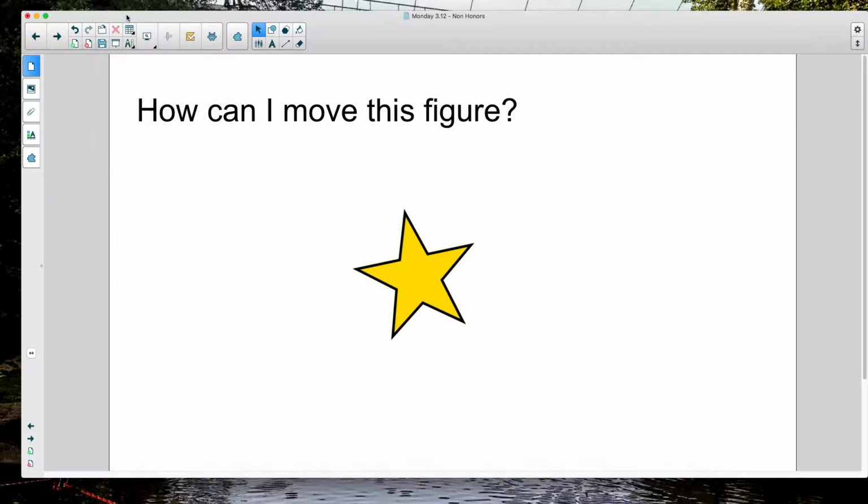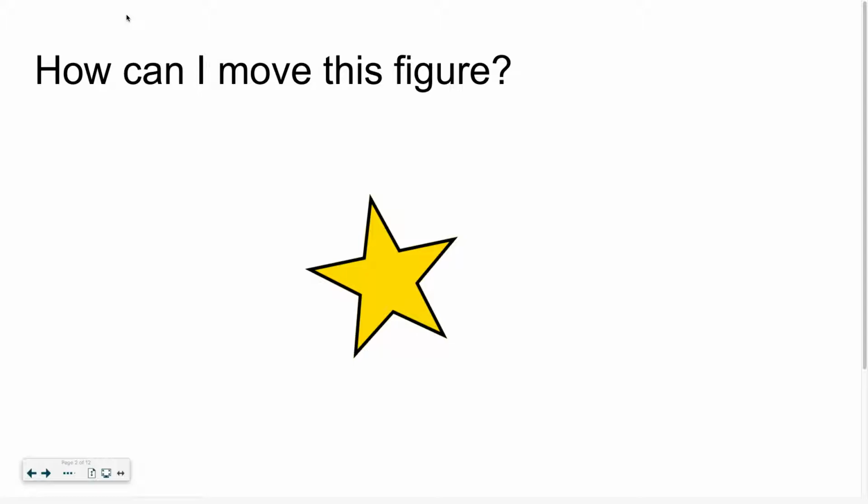Not everyone has finished yet. How can I move this figure? What could I do if I wanted to move that? Like, what do you mean, like, move? Like, really move it, actually move it. Tap it? Oh, I'm sorry.